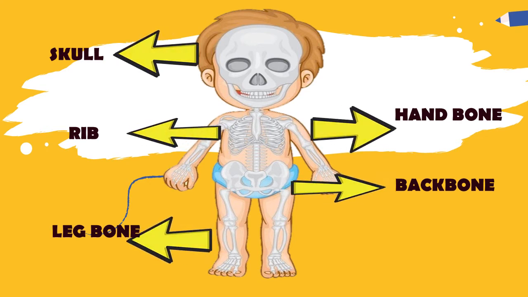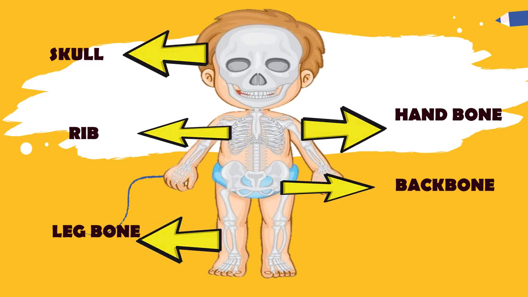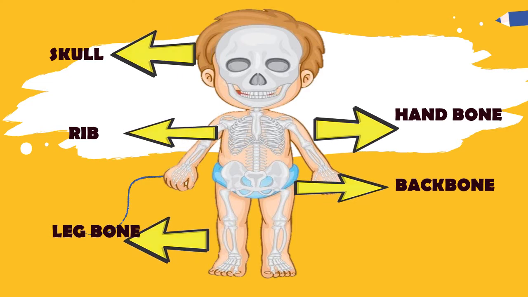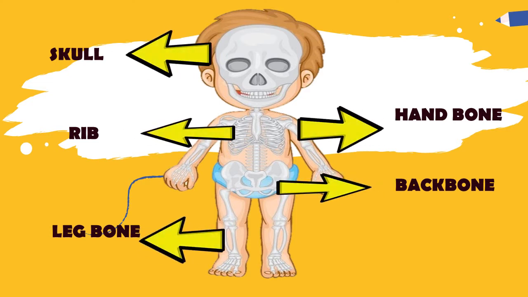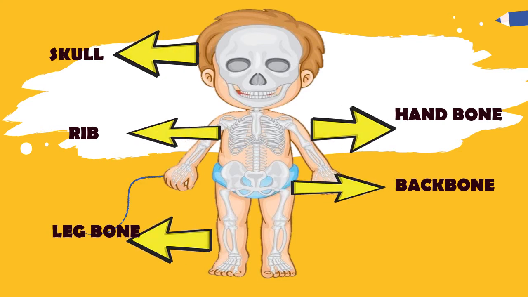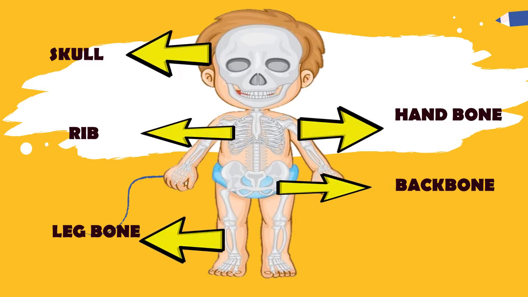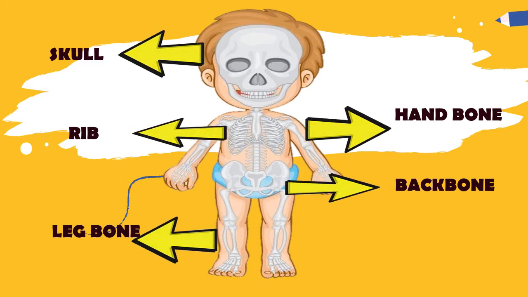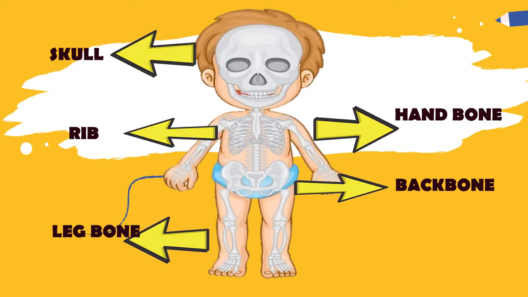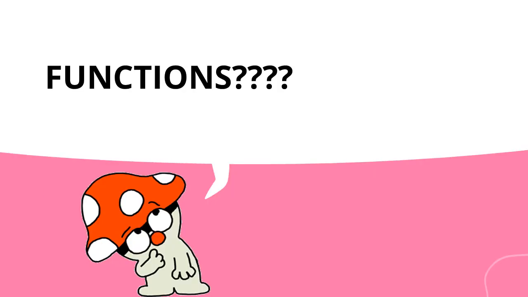The first one, skull. Number 2, rib. Number 3, hand bone. Number 4, leg bone. And the last one, backbone. These are the 5 skeleton systems in our body. So let us see what the functions of each skeleton system are.